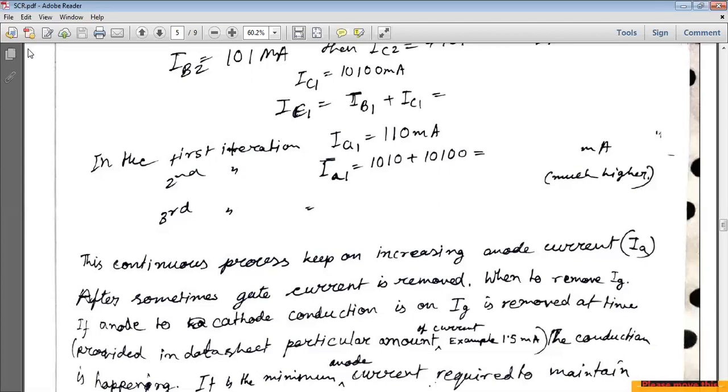Okay, so why is SCR latching? Because it is a regenerative device. Any noise, if present, will be cumulative. The process of conduction will be cumulative. So what is latching current? Latching current is the minimum anode current required to maintain the device in conduction even if we remove the gate current. Holding current is the minimum anode current below which the device is going to be turned off. That current is called holding current.